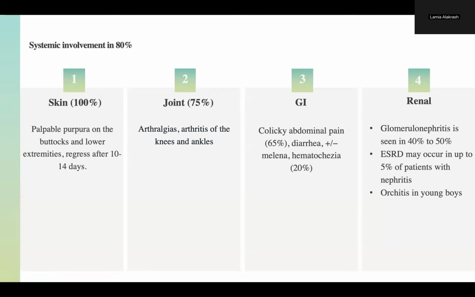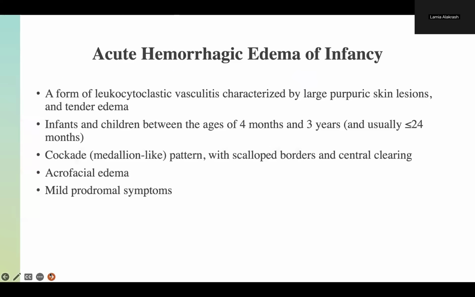Renal involvement is the most common and most serious organ involvement, and always consider it, always monitor it. Glomerulonephritis can be seen in up to 50% of patients. Why is it important? Because end-stage renal disease can be seen in up to 5% of patients. Orchitis also should be considered in young boys.